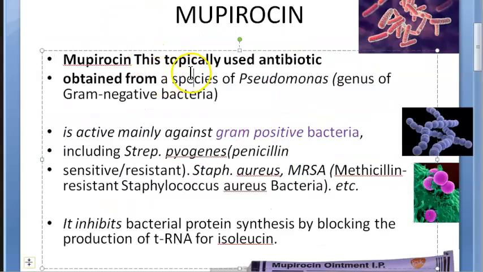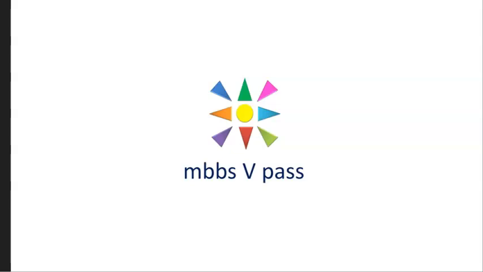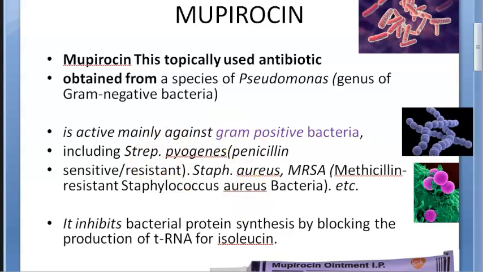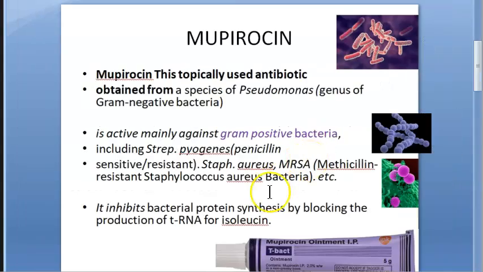Okay, so MUPIROCIN is this much we covered. It is active against gram-positive. This also we covered. How will it act against the bacteria? It will not allow the bacteria to synthesize protein. That much if you know, it's enough. But if you want to know more, it blocks the production of tRNA for isoleucine. tRNA is transfer RNA, isoleucine is an amino acid. Something it is doing to block the production of protein by the bacteria. Gram-positive bacteria cannot make the protein.